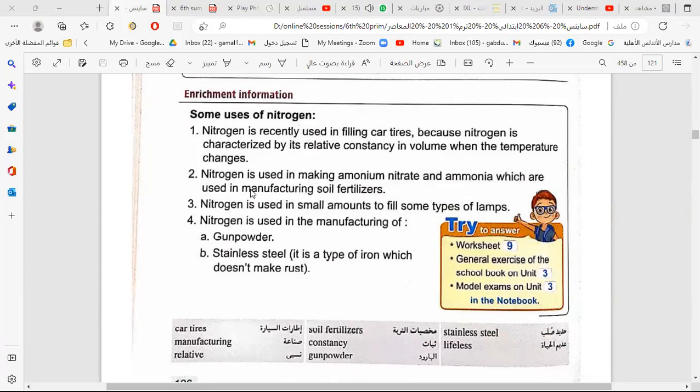Why does the car tire explode? Because it's filled with air. But if we fill it with nitrogen, it will not explode in the hot weather. So it is better to fill the car tire with nitrogen.